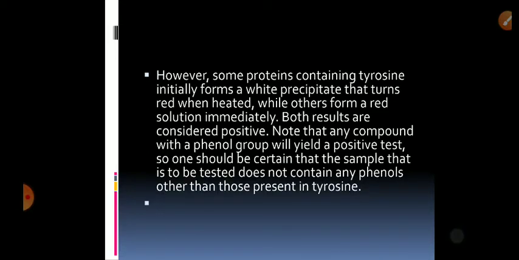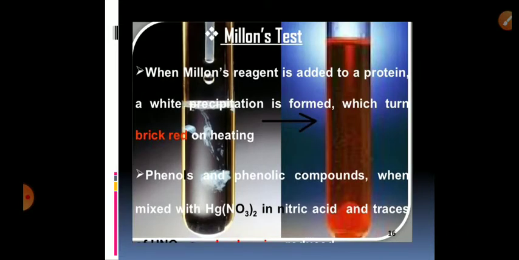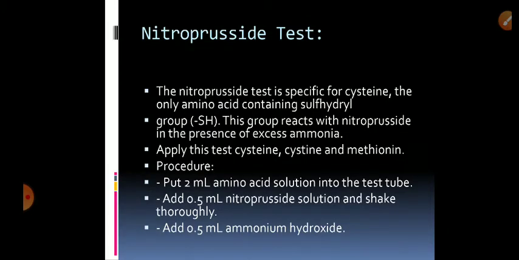So Millon's reagent is added to a protein, and a white precipitate is formed which turns brick red upon heating. So you have to take the protein solution, add Millon's reagent to it and heat it. If a red colored complex or red precipitate is formed, then the compound is a protein because it contains the amino acid tyrosine. Right. The next test is the nitroprusside test.